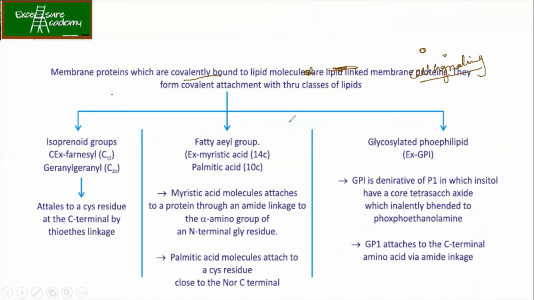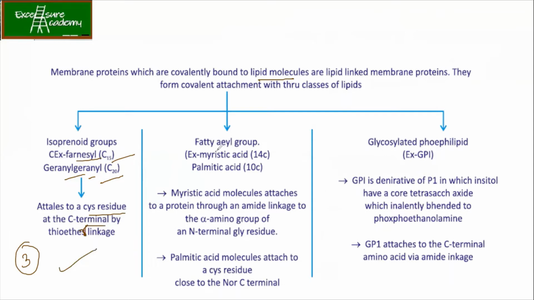Okay. Now this diagram, this table, is the same thing we just discussed. The membrane proteins are covalently bound to lipid molecules, right? And different categories are there. The third category we just studied is where isoprene groups are used. For example, farnesyl is C15, geranyl is C20. They are attached to the cysteine residue at the C terminal by a thioether linkage, right? Now coming to the fatty acyl group, here we have myristic acid and palmitic acid. What is happening in myristic and palmitic acid? We just discussed that myristic acid forms an amide linkage with glycine. What kind of linkage is formed with palmitic acid? Thioester. Very good. Again with cysteine. In myristic acid, it was glycine, correct?